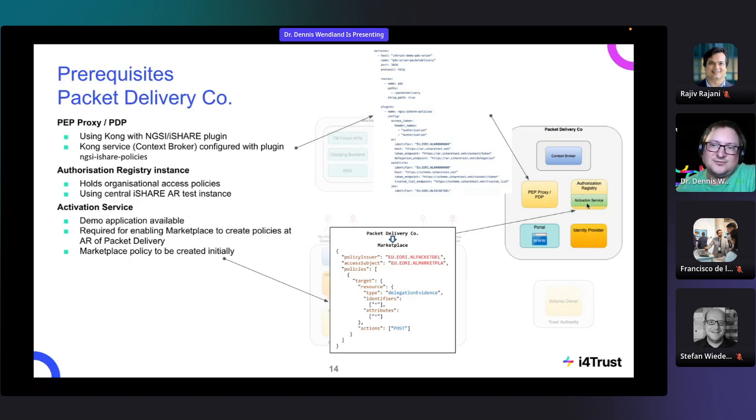In addition, there's an activation service in front of the authorization registry. There's also a simple implementation available. This is actually only required for the marketplace to be able to create policies at the registry of the packet delivery company, because normally only the owner can create policies which state, okay, the issuer, for instance, packet delivery company, gives access rights to a certain access subject. Only packet delivery company could create such a policy. So we place this activation service in front. So there's an additional policy required, which states that within this packet delivery company authorization registry, the marketplace will be allowed to create delegation evidences. So after this point, when this policy was created, the marketplace is able to create policies here on behalf of packet delivery company in their own authorization registry.